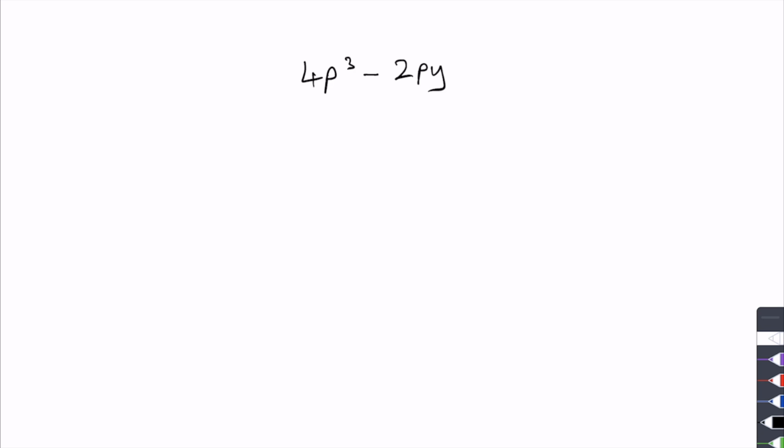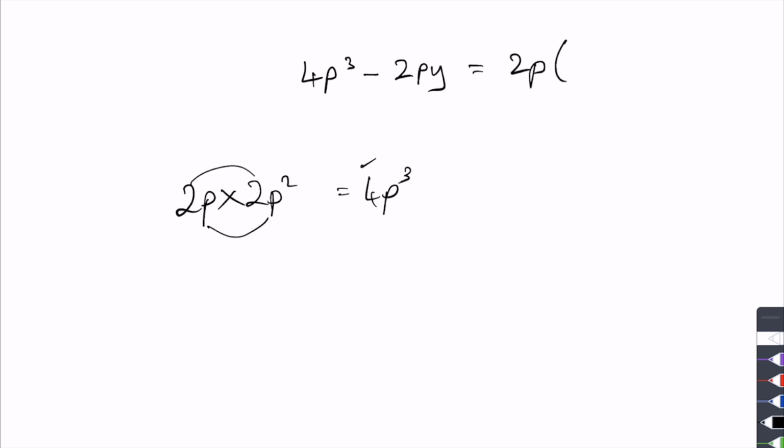Have a go at this one, pause the video, come back when you've done. Okay, in this case, looking at the numbers, the 4 and the 2, the highest factor I can get out of 4 and 2 is 2. I look at the p cubed and the p, so the highest one is a p. I can't do anything with a y. So 2p times what gives me 4p cubed, and it's going to be 2p squared. So I can see 2 times 2 is 4, p times p squared is p cubed. So I'm left with 2p squared here.